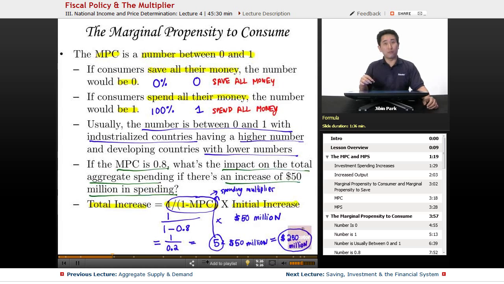So again, if the government wanted to increase spending by $250 million, then it might be a mistake to look at it as saying, let's inject $250 million. If you figure out that the spending multiplier is 5, then do an initial increase of $50 million, and that will generate $250 million in terms of increase of the GDP.